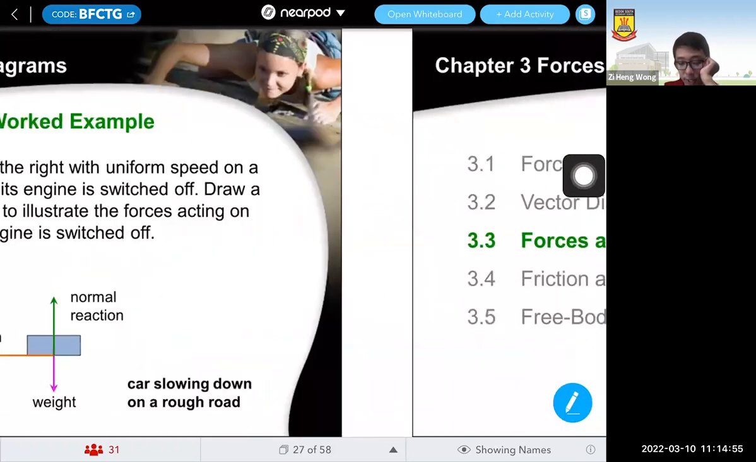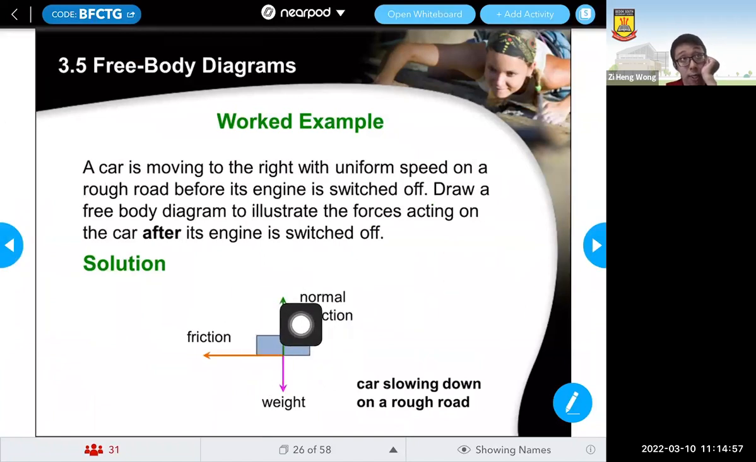For this particular question, the car is moving to the right with uniform speed, and the engine is turned off. So what are the forces acting on it? It's still moving to the right. So all the forces acting are weight, normal reaction, and friction. Sometimes during the exam, they will ask you to draw free body diagrams, or to label or sketch all of this.